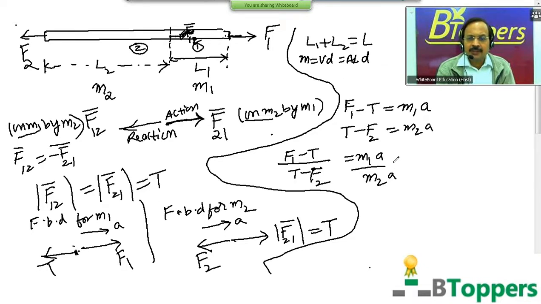So mass m1 of the first part of the rope, we can write A L1 D. Mass m2 of the second part of the rope, A L2 D. Both the parts of the rope have the same area of cross section and the same density. Here small d is the density of the material of the rope. So (F1 minus T) divided by (T minus F2), you get L1 by L2.